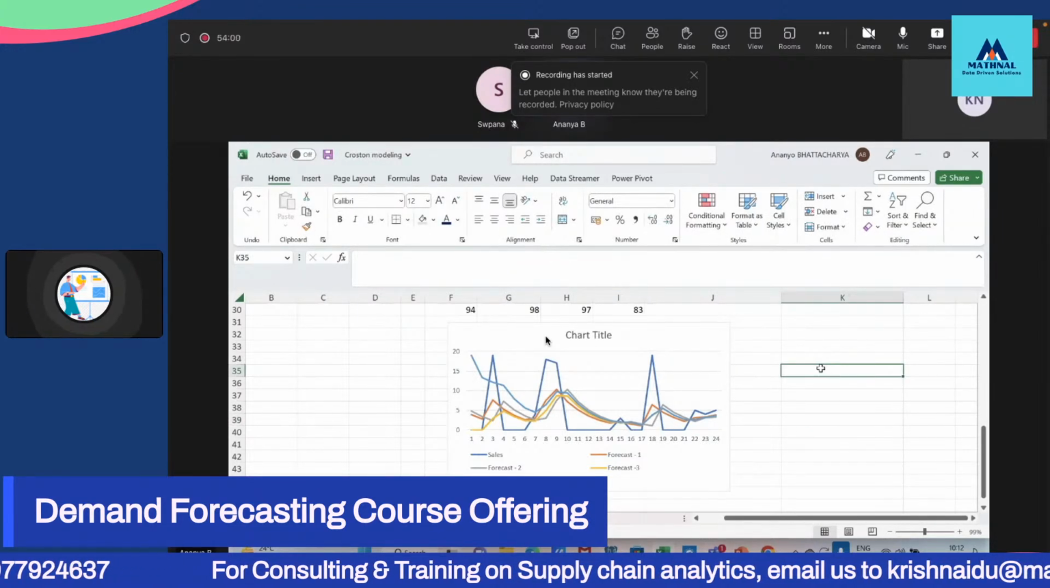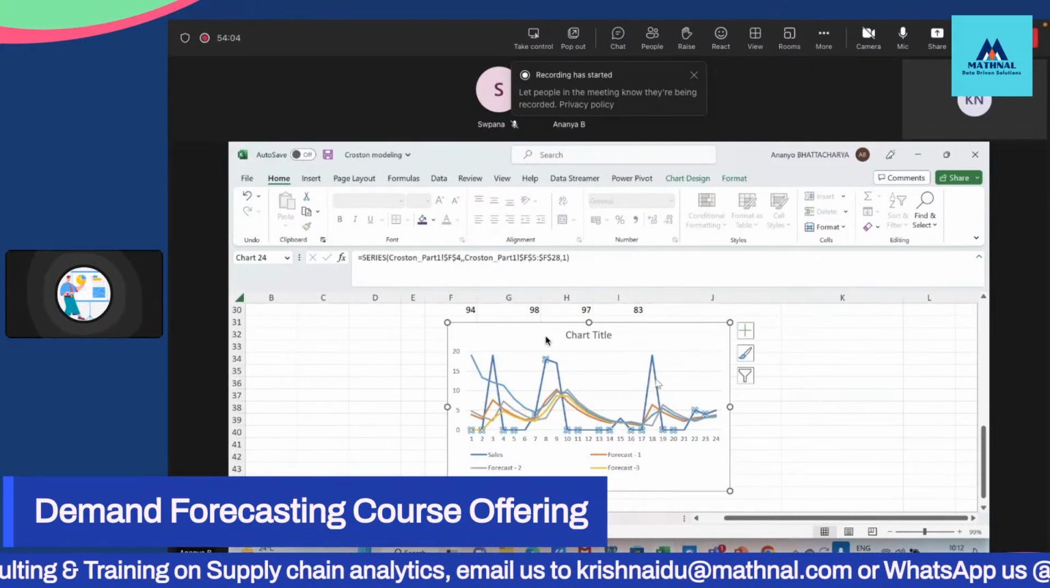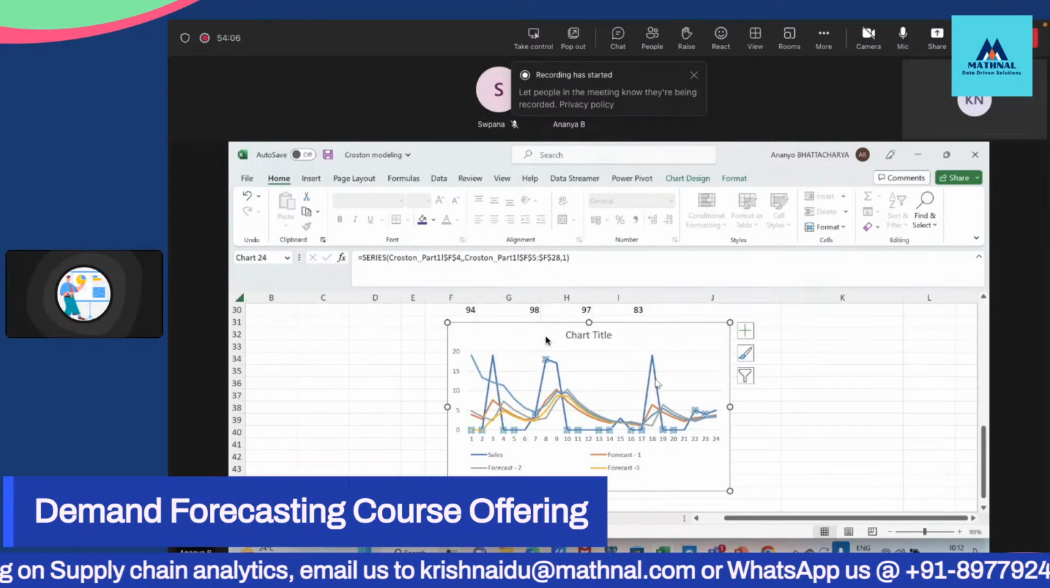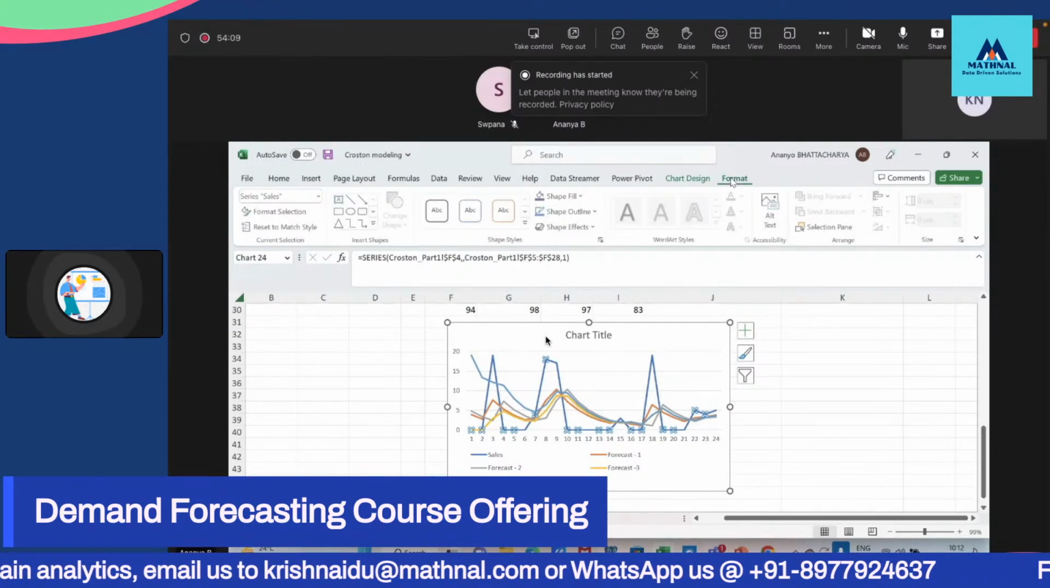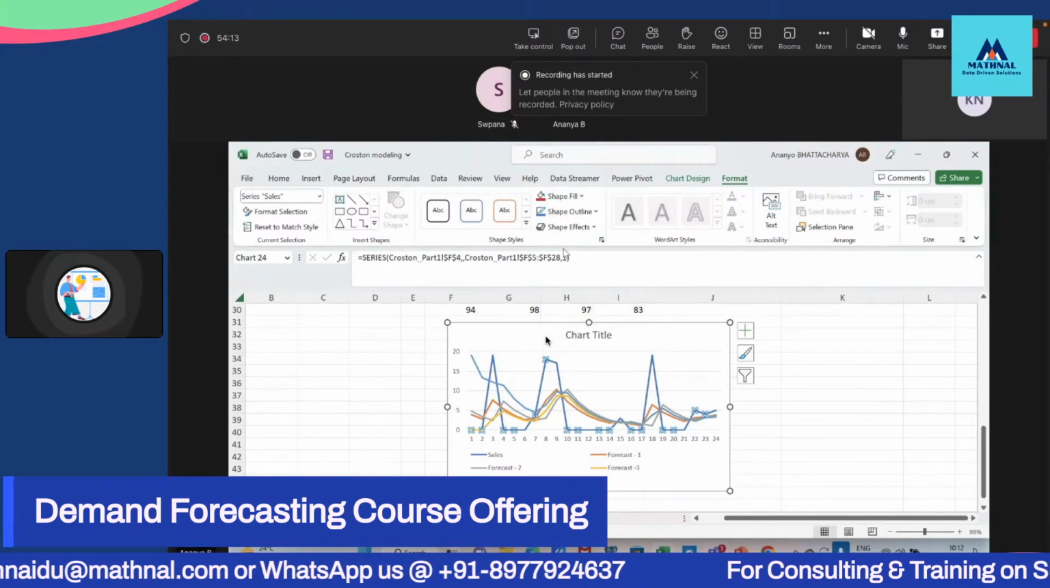Now click on the blue. No, don't click on the chart actually. Yeah, now it's fine. So now go to format and select any one distinguishable color. Yes, so this is enough.